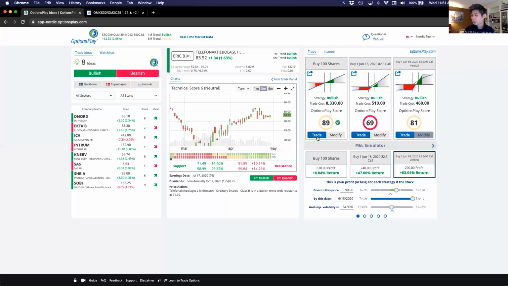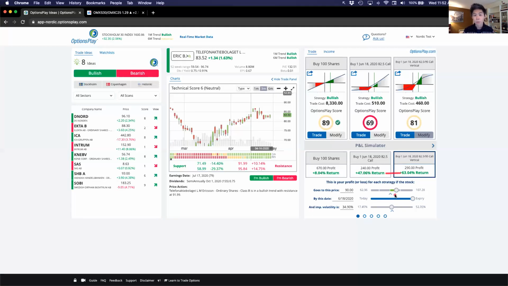So now if the stock goes from 83 to 90, instead of just making 240 crowns, I now make 290 crowns. I'm making an additional 50 crowns because I sold that 95 crown call that expires worthless. So I keep that 50 crowns. So I'm making 50 crowns more while risking 50 crowns less. So it works on both sides. It increases my potential reward while decreasing my risk. So it boosts my returns from 47% to 63%. That is the addition that I'm going to be able to increase my profits by while reducing my risk.